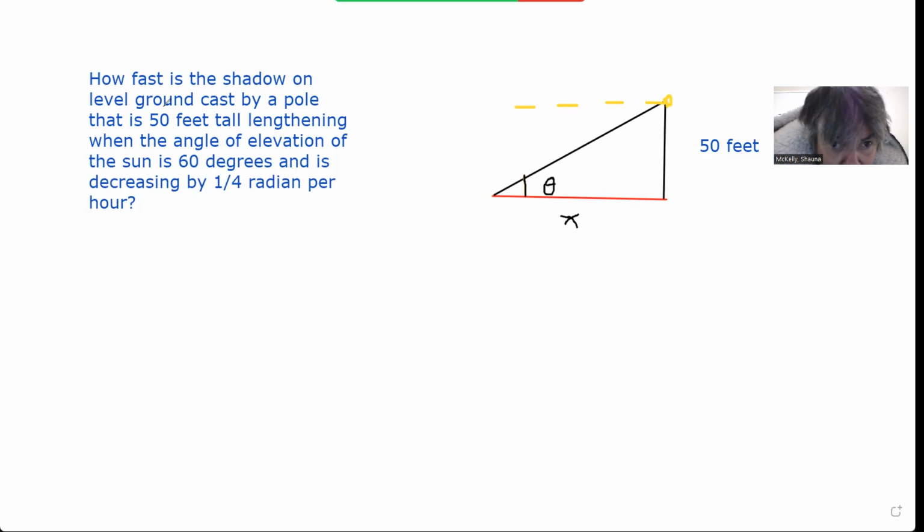So what's happening, remember, how fast is one of our keywords for derivative. I'll write it in green. How fast is the shadow on level ground cast by a pole that is 50 feet tall, lengthening when the angle of elevation of the sun is 60 degrees and is decreasing by 1/4 radian per hour.